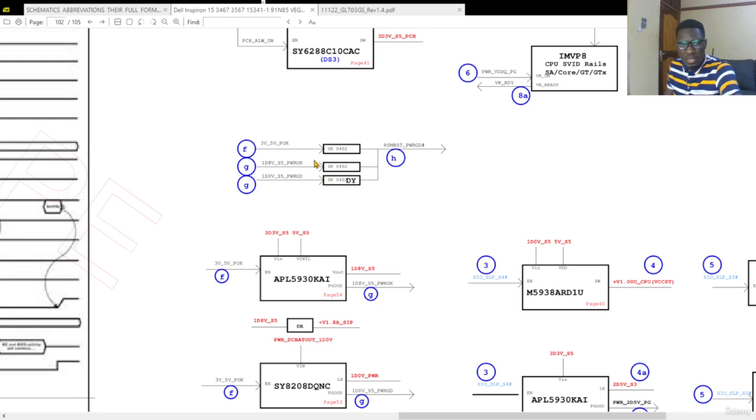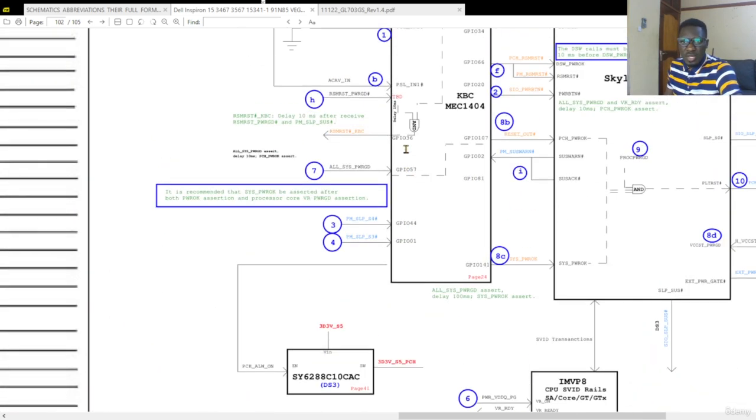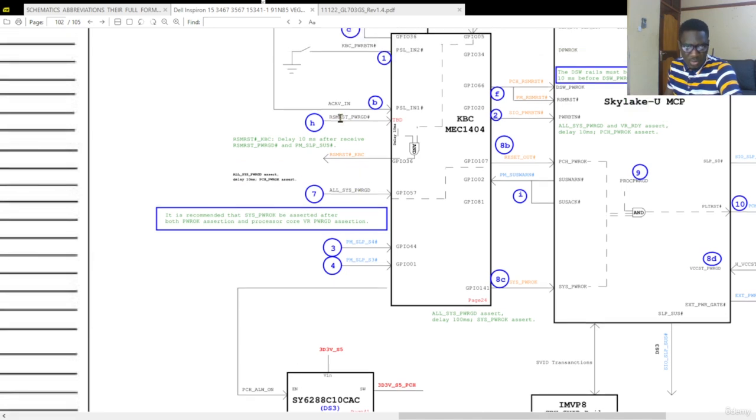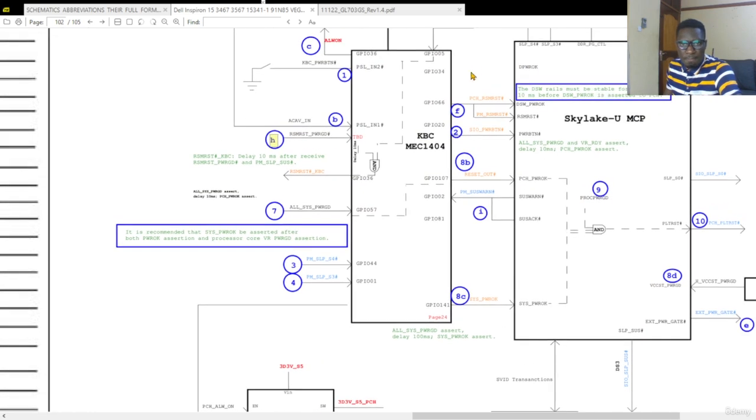So when they come here, they all join up together to make H, and H is RSM reset. So RSM reset is a signal that, let's see where it goes. It comes to the KBC or the EC. You can see it here, right? So when H comes up here, let's see.